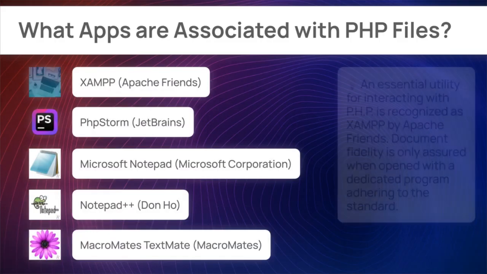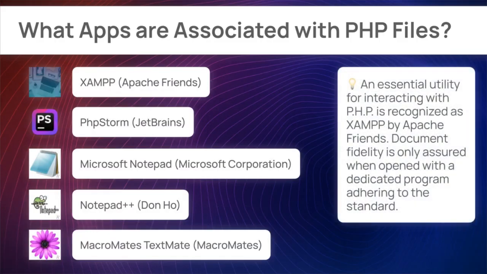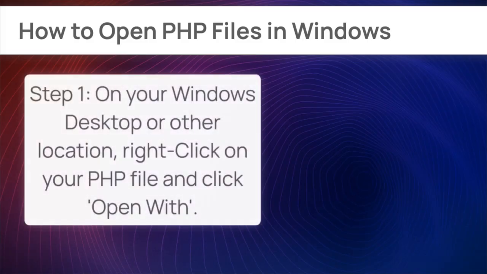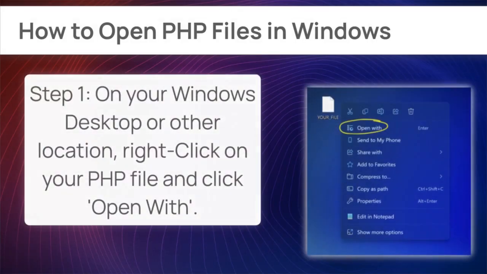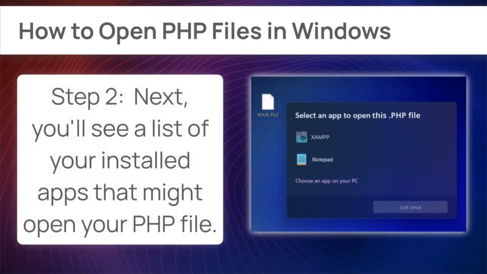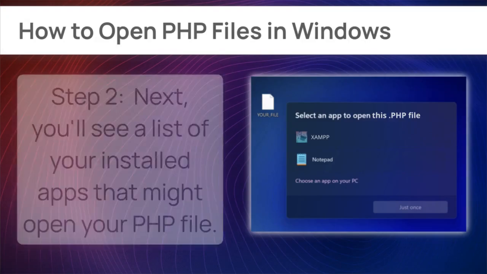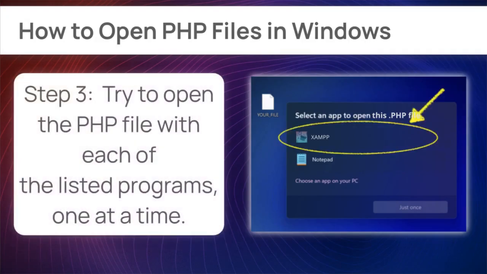Windows allows basic viewing, but true content manipulation requires a specialized application. Windows typically associates these files with your default browser or a code editor. We must confirm application compatibility. Right-click your PHP file and choose Open With. Test XAMPP if installed. If it's unavailable, choose a different app. That often reveals the problem.